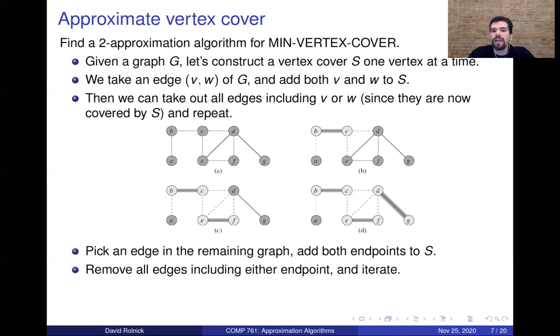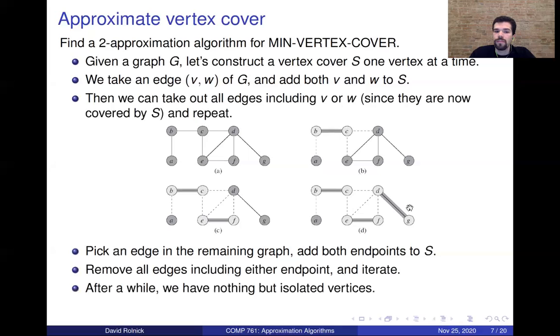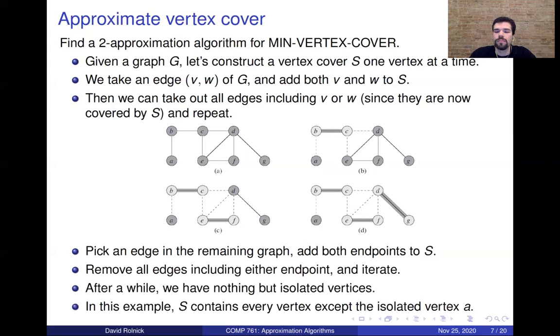So again, we pick an edge in the remaining graph, add both endpoints to S, remove all the edges including either endpoint, and iterate. After a while, we get nothing but isolated vertices. Like the end condition is there are no more edges to add. So in this case, we've added 3 edges, 6 vertices to S, and we have 1 vertex that we didn't add, because it's isolated. It was never part of an edge that we added. So in this example, we've taken every vertex in the graph and we put it into our set S, except for the isolated vertex A.